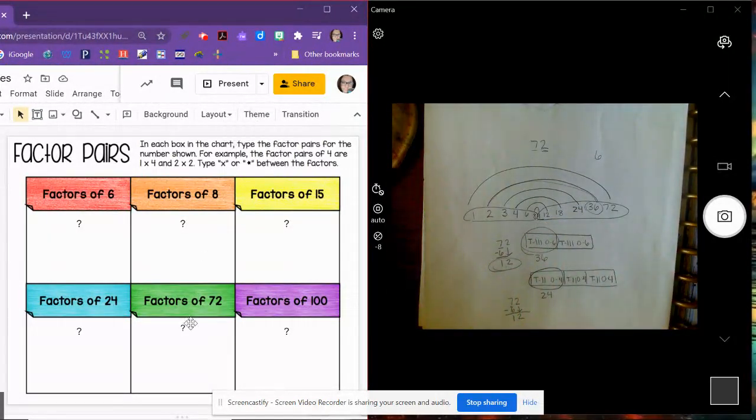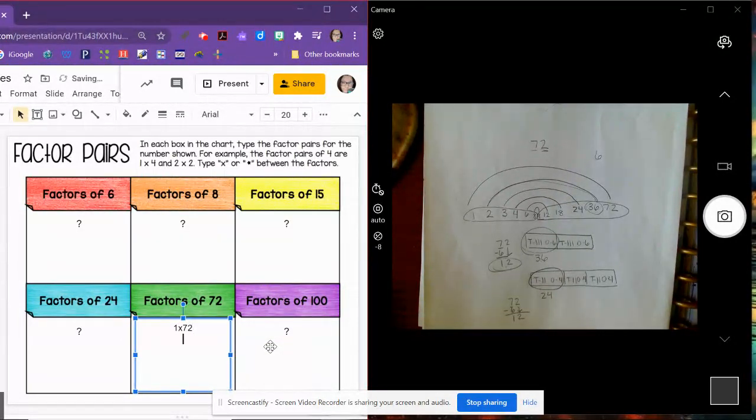So what you're going to do is you're simply going to go ahead and put all of those in here. So you would say 1 times 72. You can use the X. You don't have to even type out equals.